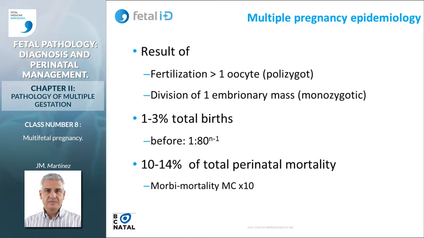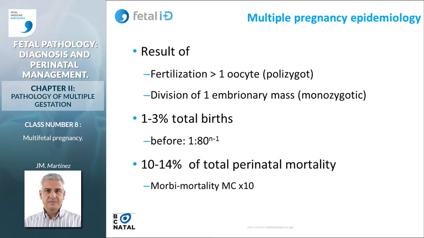When there is a fertilization of more than one oocyte, it is a polyzygotic pregnancy. But if one single mass is divided, then it will be monozygotic. The incidence of multiple pregnancies has increased especially due to assisted reproductive techniques. We used to have an incidence of 1 in 80 elevated to n-1. For example, if we had a triple gestation, the possibility was 1 in 80 elevated to 2. And if we had a 5-fetus pregnancy, the incidence was 1 in 80 elevated to 4.